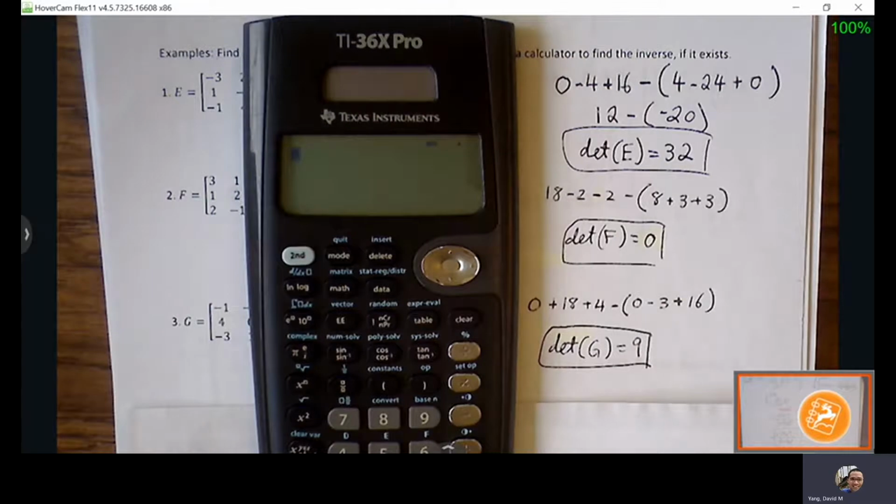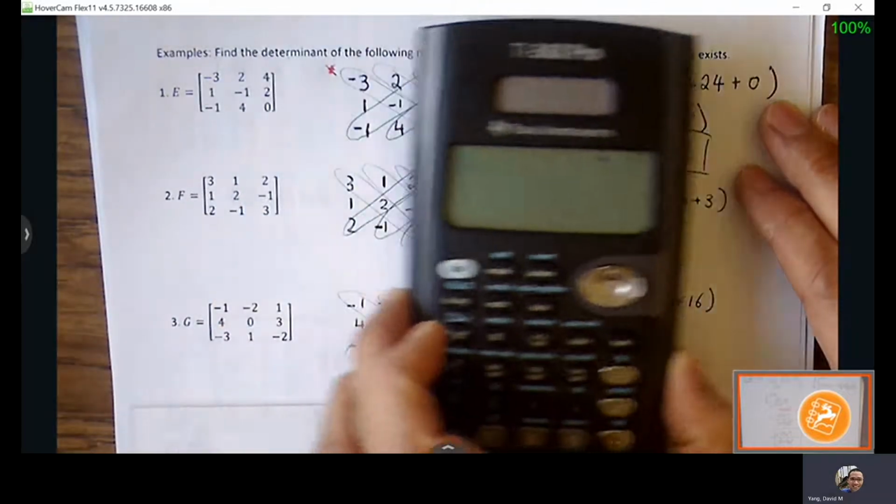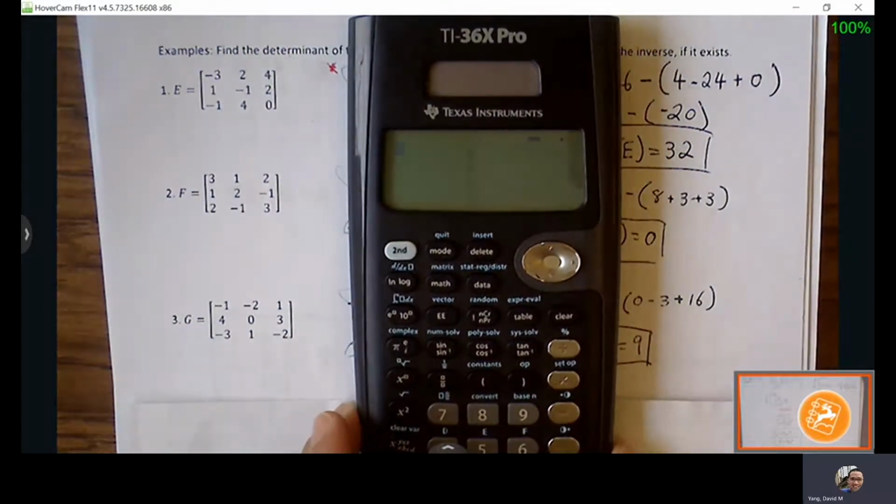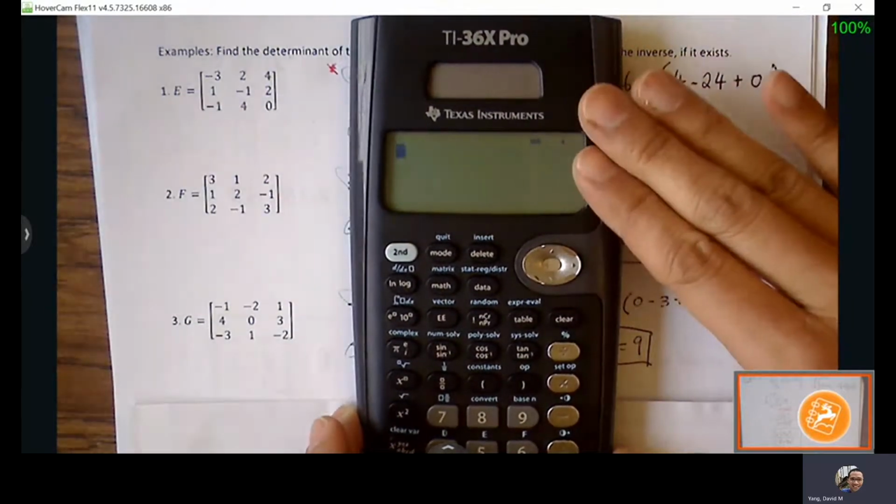Okay, so let's try number 1 with a calculator, okay? And this is going to come in handy when we're dealing with other matrices as well. I'll show on the 36 Pro first.